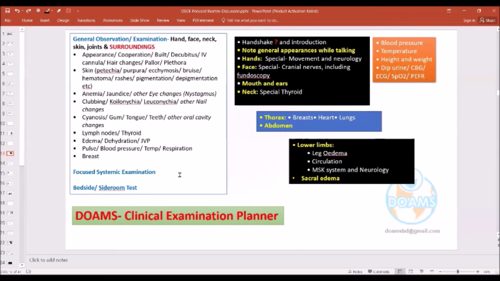Now come to the breast point. Is breast examination important directly with hyperthyroidism? Not much. Not more important. So you see, there are many points you can include for your suspected diagnosis.